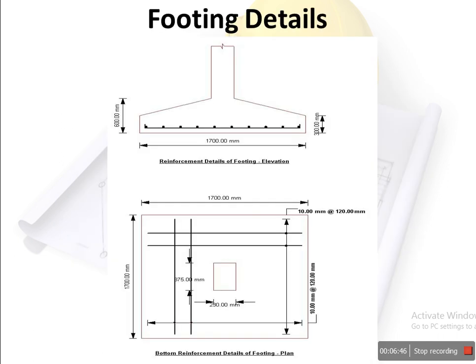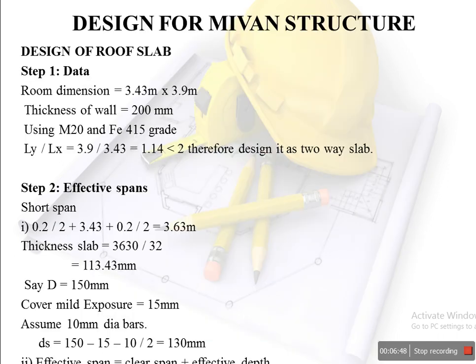Footing details. Design of Mivan structure. Design of roof slab. Room dimension 3.43 by 3.9 meters. Thickness about 200 mm. Using M20 and Fe415. This is also a two-way slab.